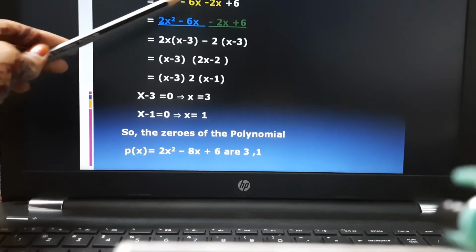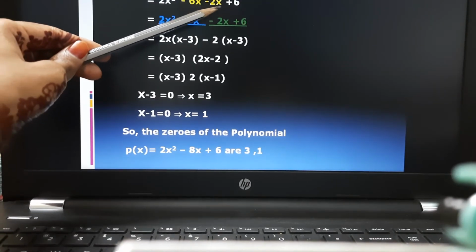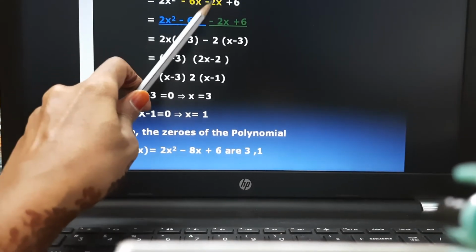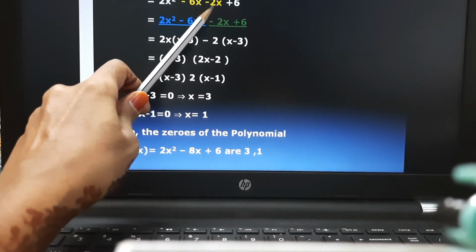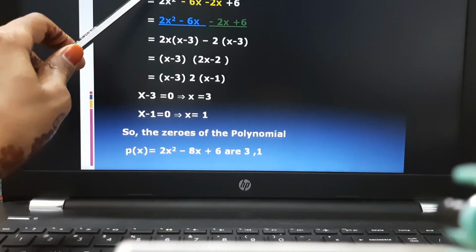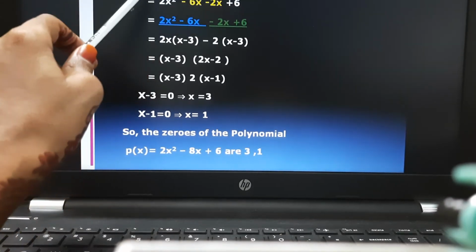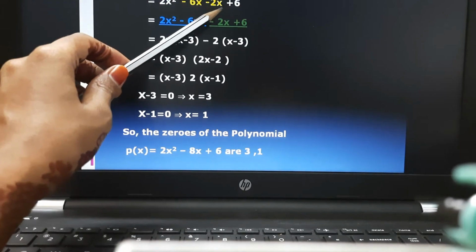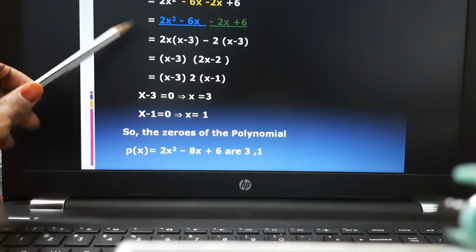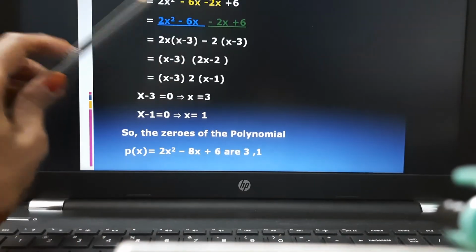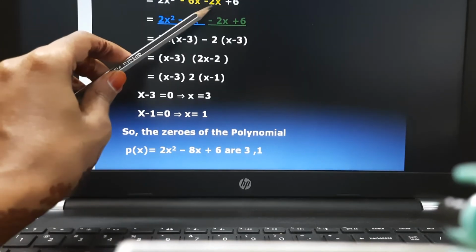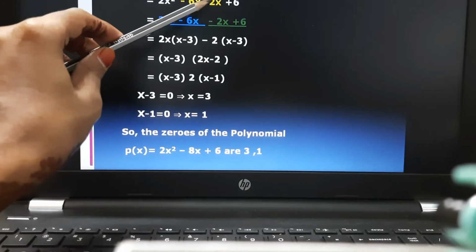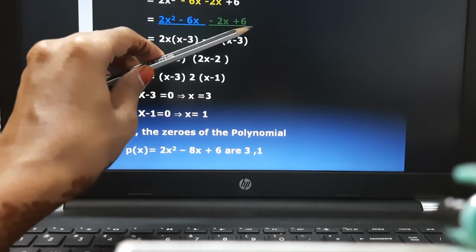Once again I am checking it. Minus 6x minus 2x becomes minus 8x. I'll multiply them: 6 twos are 12x square, which equals 2 into 6, that is also 12, right? So here 2x square minus 6x minus 2x plus 6. Just make a pair of these two. One pair is this one and one pair is this one. 2x square minus 6x, and this is minus 2x plus 6.